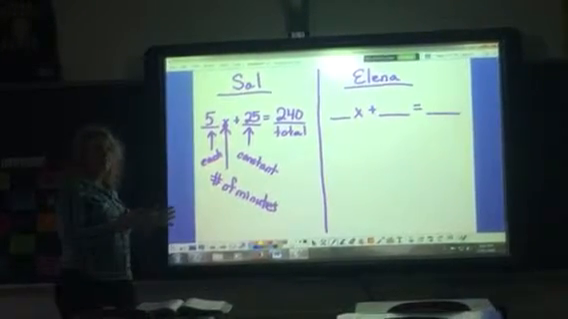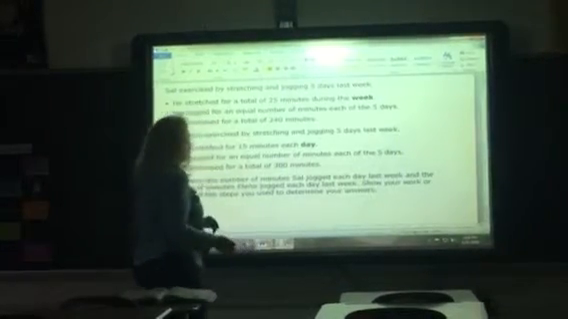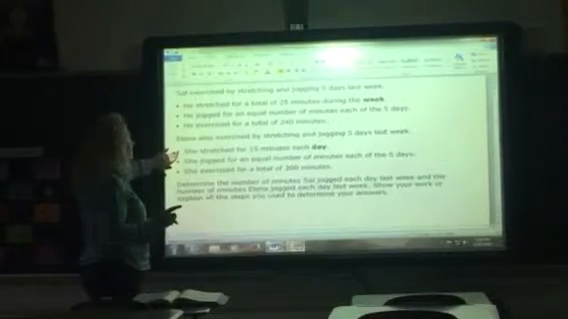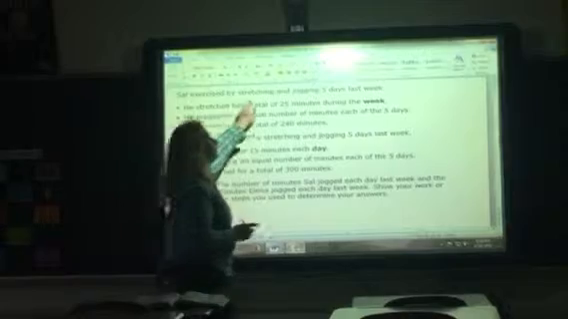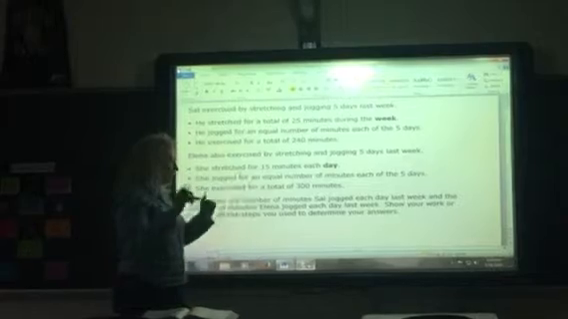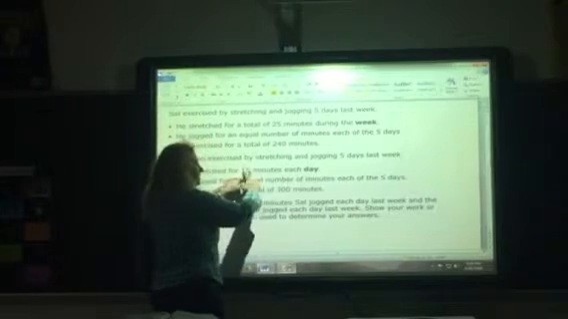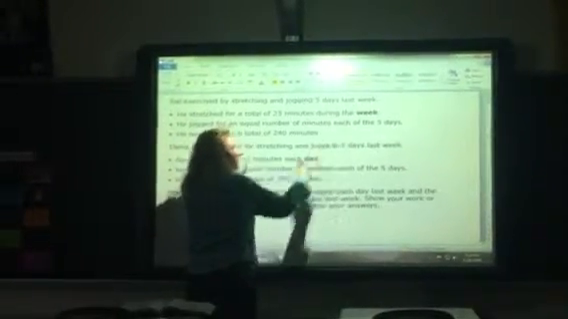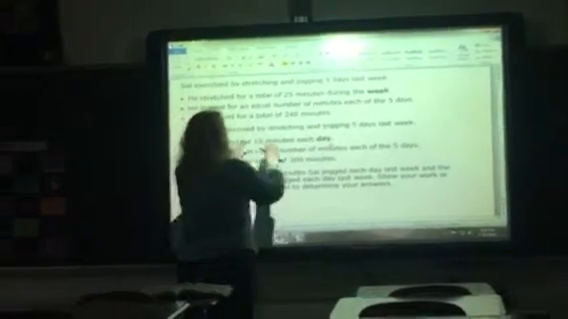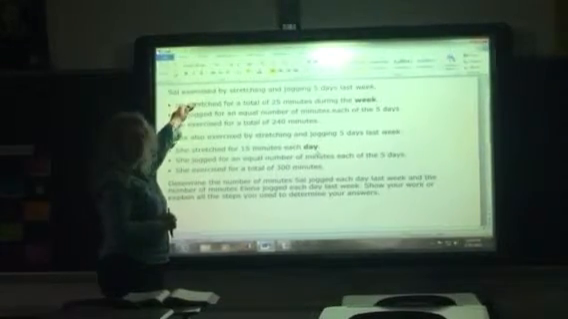Now that you've seen this setup process, I think it's going to be a little easier once we get over to Elena's problem. When we go back to Elena, it says she stretched for 15 minutes each day. Now that's a little different. I want you to compare that to what they said about Sal. It was a total of 25 minutes for the whole entire week, versus she stretched for 15 minutes each day. So we actually have to do a little bit of math here. She stretched for 5 days, 15 minutes each day, would give us 15 times 5. Go ahead and calculate 15 times 5, and you should get 75 minutes. So we know that her constant here is 75 minutes worth of stretching compared to Sal's 25 minutes of stretching.